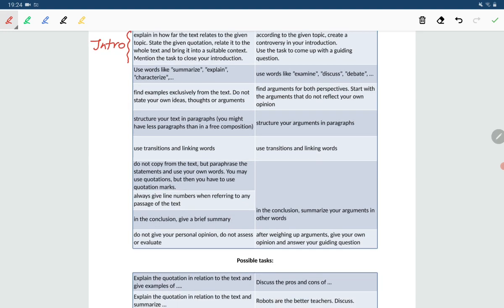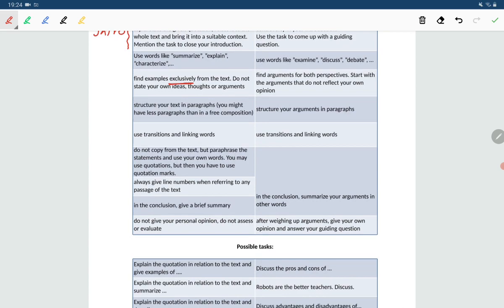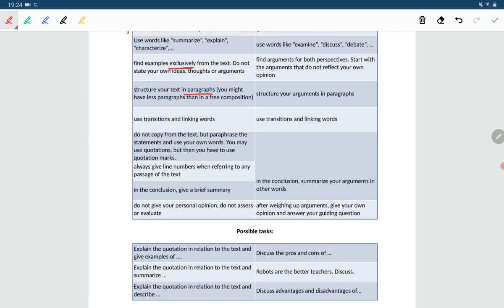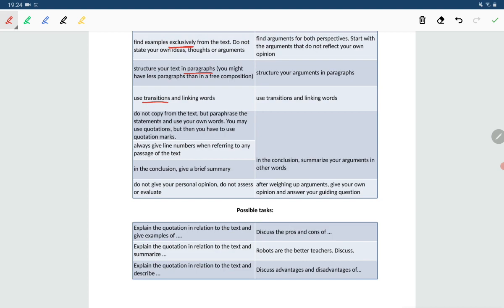You find examples exclusively from the text. You do not add any ideas or arguments. You structure your text in paragraphs. Although your text-based composition will be shorter than your free composition, you use transitions, you use linkers. You do not copy from the text, but you paraphrase. And of course, you can use quotations, but then you use quotation marks. And you always give lines, right?